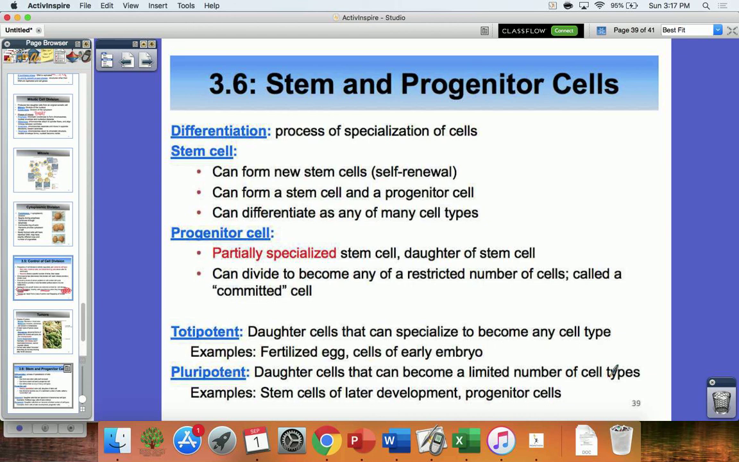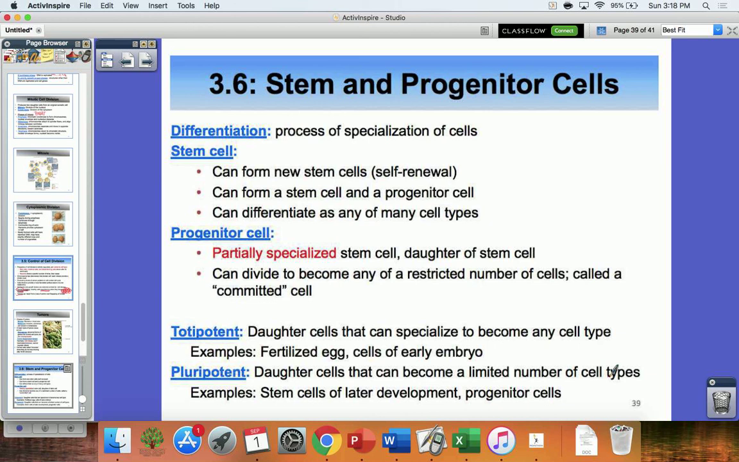A progenitor cell is one that is almost committed to what it wants to be. Okay? So a progenitor cell, we know that it's going to either be a muscle cell, or we know it's going to be a nerve cell. So a progenitor cell would be a white blood cell, but we don't know which type of white blood cell. Or we know that it's going to be a muscle cell, but we don't know what type of muscle cell. And we have types of progenitor cells.